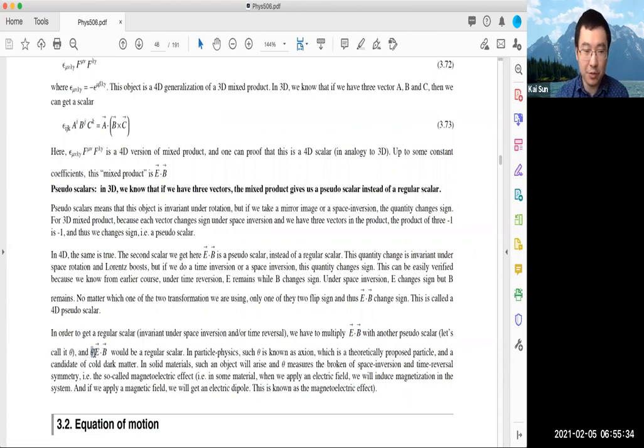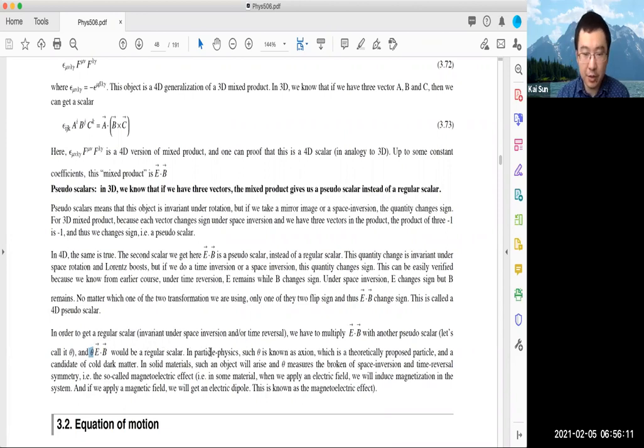The only thing we need to do is multiply another pseudoscalar, theta, with this whole thing. This theta is another pseudoscalar. Under space inversion or time reversal, E dot B changes sign, and theta also changes sign. So the whole thing will not change sign. A pseudoscalar times E dot B is a regular scalar. This pseudoscalar, the corresponding particle of this pseudoscalar, breaks the space inversion and the time reversal symmetry.